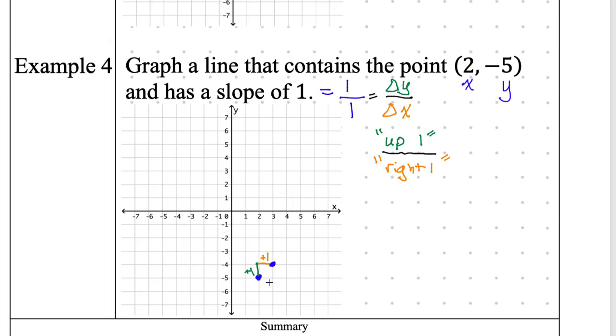I can do that as many times as I want. I can go again. I can go up 1, right 1, up 1, right 1. Each of these is going to be a point. And if you find the pattern, you say, oh, this kind of goes along the diagonal. You've got it. That's a point as well. And I can go backwards. That's a point, that's a point, that's a point, even though it's kind of off the graph. These are all points on the graph.